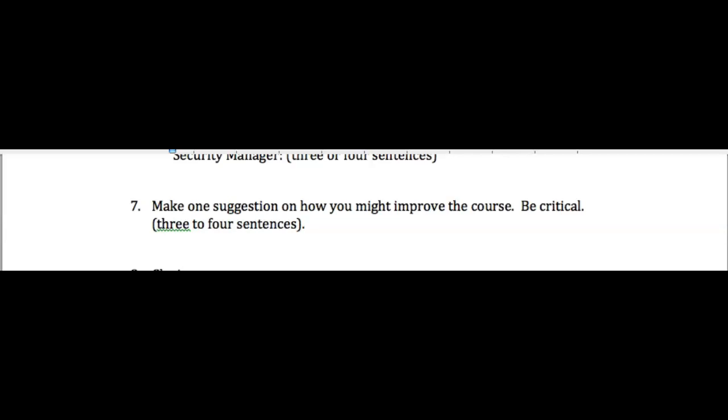We get the course evaluation very early in the semester. I don't think it's as helpful then. I'm looking for some input so that when I write the course next time, I can make it better, and I want to make it better every time. So make 1 suggestion on how you think we can improve the course.